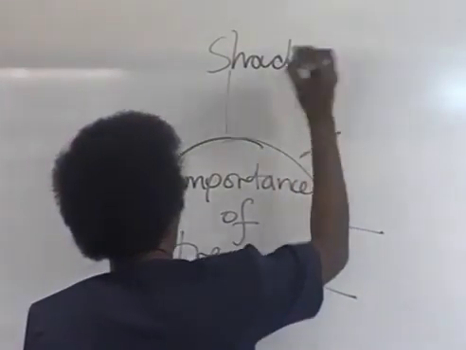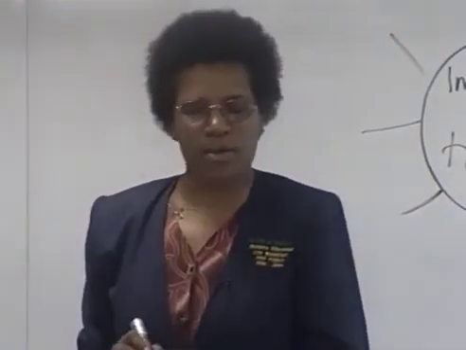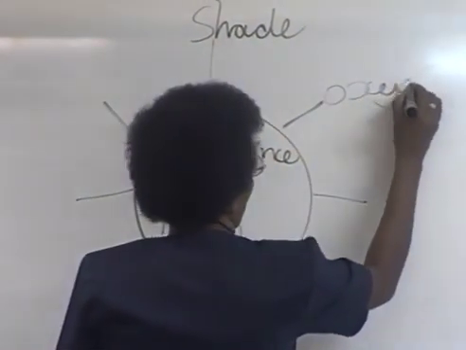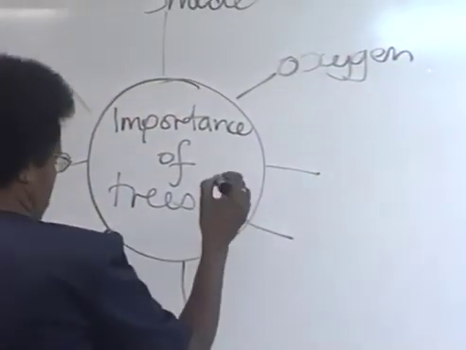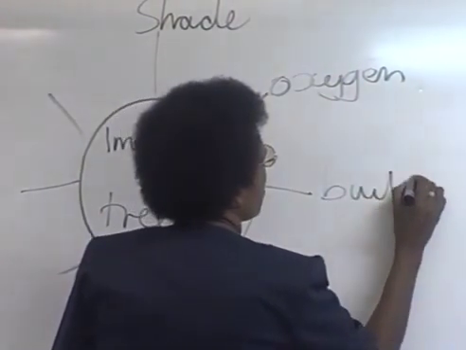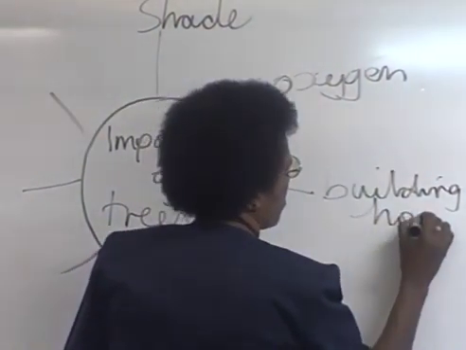Yes, Tulanga, what did you come up with? One of the importance of trees? It's oxygen, shade. Okay, gives us shade, provides shade, good. Yes, Raymond? Oxygen. Oxygen. Good, Messi. Buildings. Helps us to build, okay? Helps with building houses.